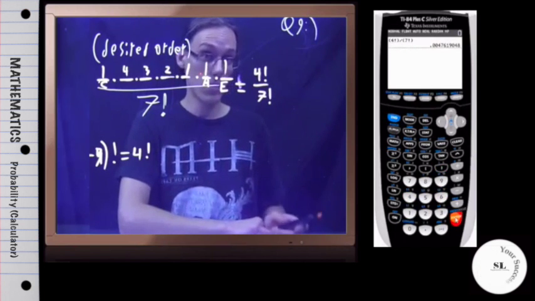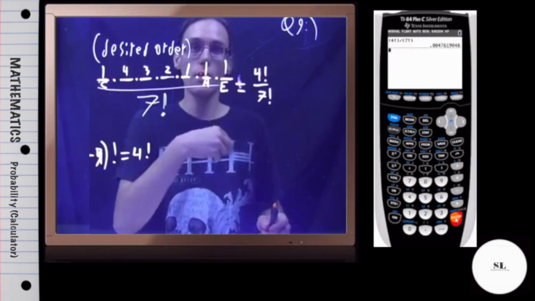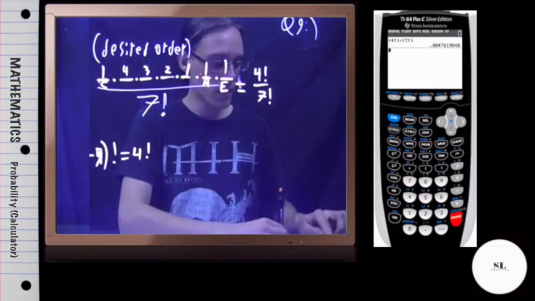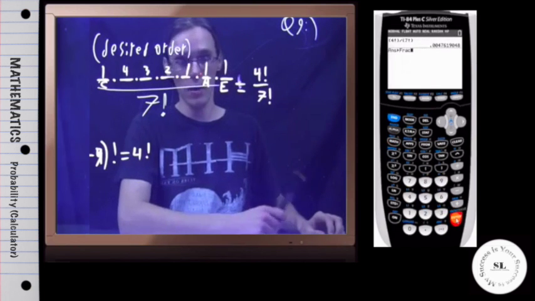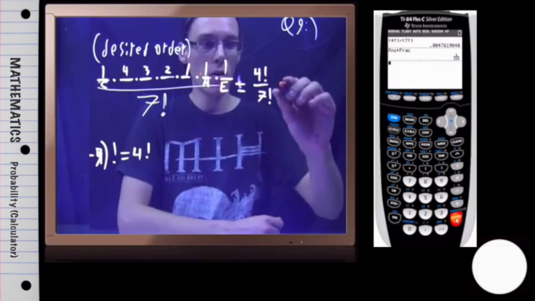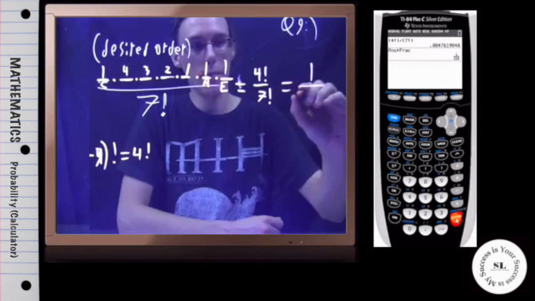Now it's going to spit out a decimal. In probabilities, they want these as fractions, so I'll hit math. It's already on fraction by default, so hit enter. Hit enter again. And you should get 1 over 210.